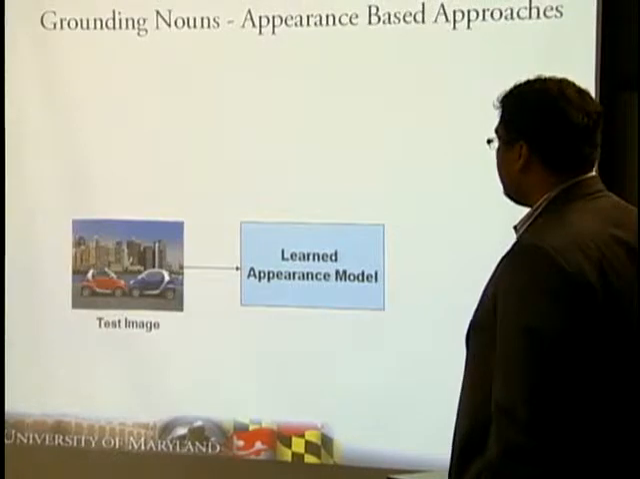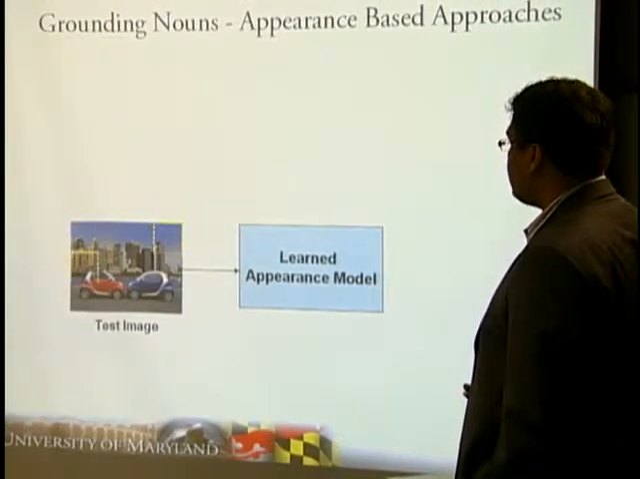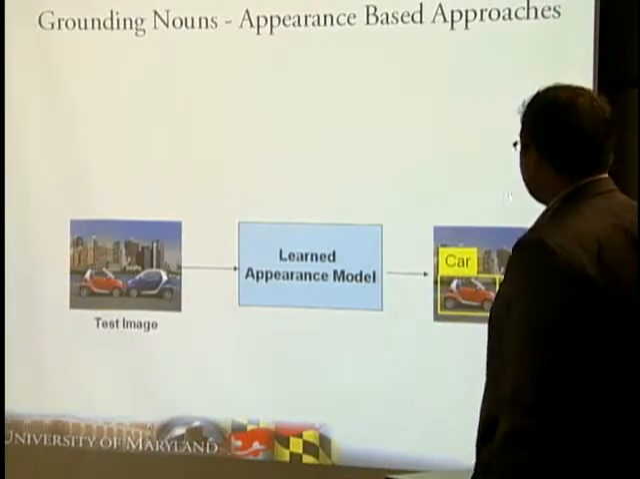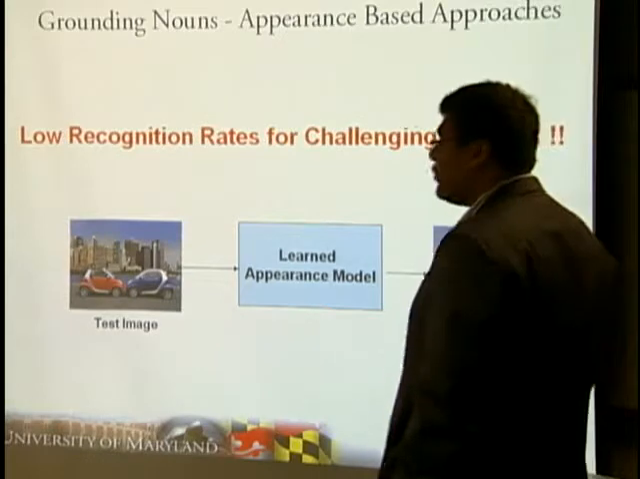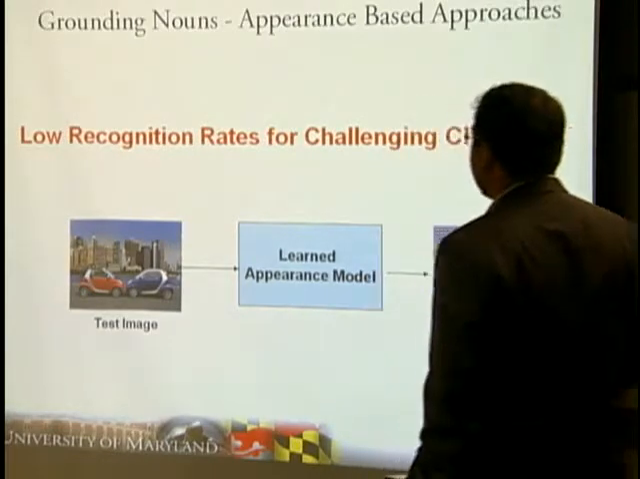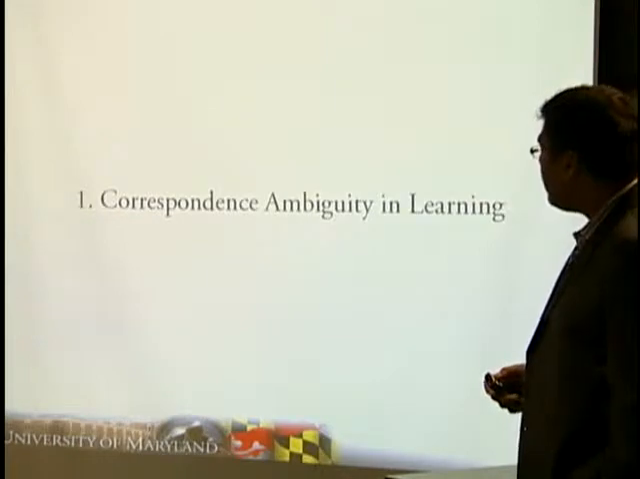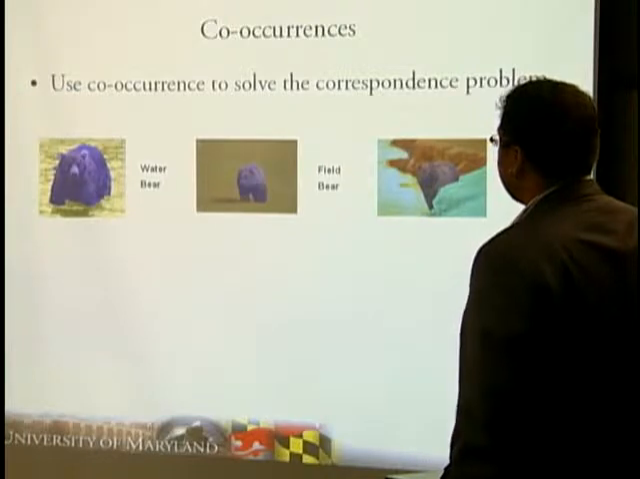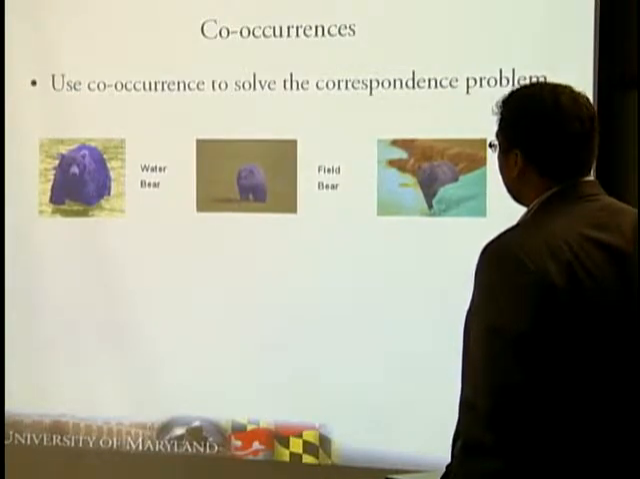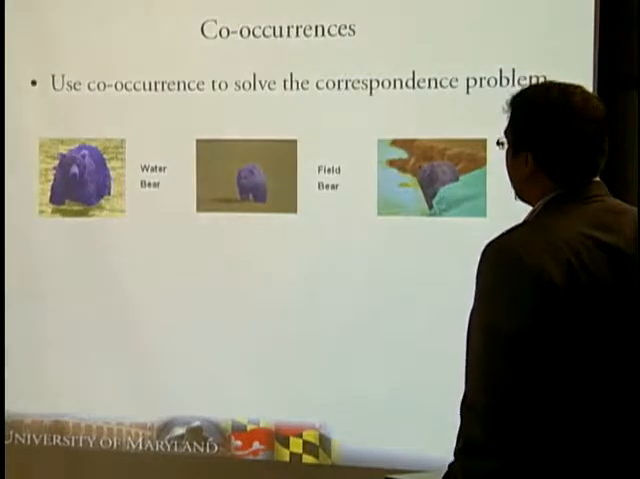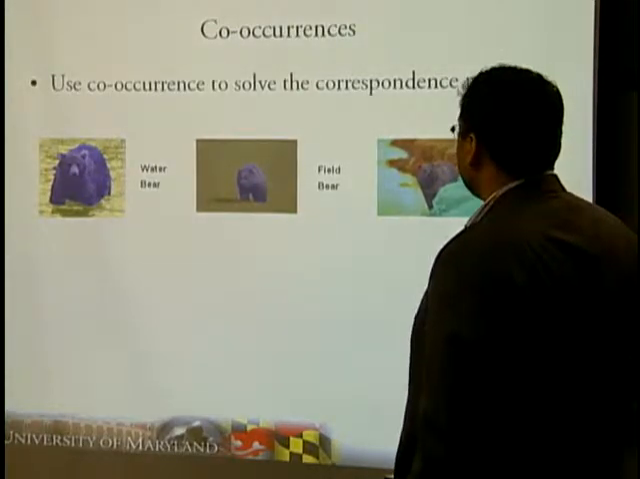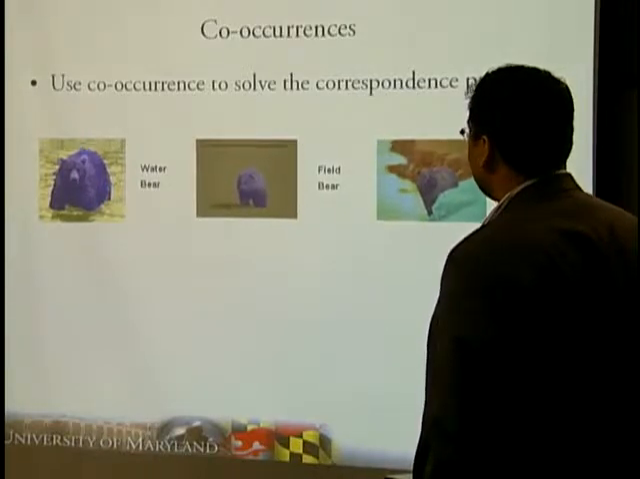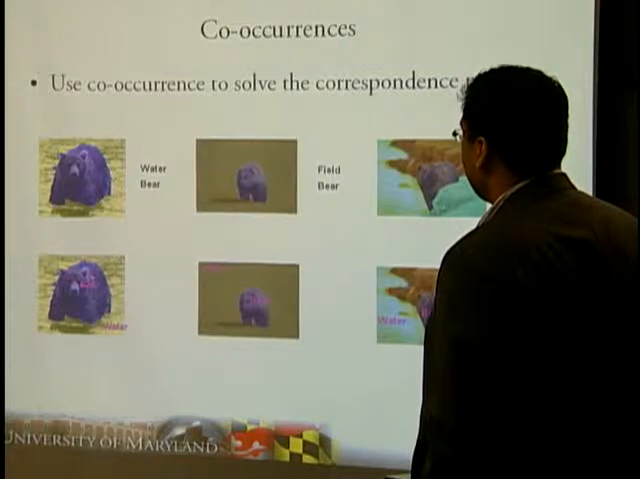And once you have a new test image, you uniformly sample the windows in the test image and classify each window as either belonging to one of the object categories or the background. However, except for a few classes like faces, such an approach has a very low recognition rate. One of the reasons for the low recognition rate is the correspondence ambiguity in learning itself. Traditionally, computer vision people have used co-occurrence of words and visual features to solve the correspondence problem. In this case, since visual features in the purple region and the word bear co-occur throughout the three images, it can be easily said that the purple region should be the bear, and so on.